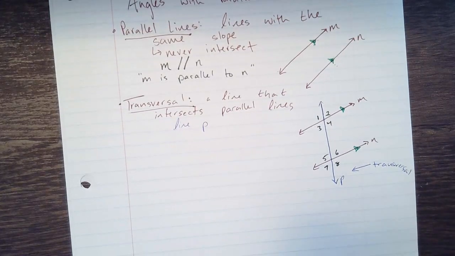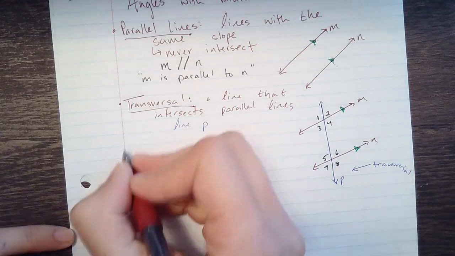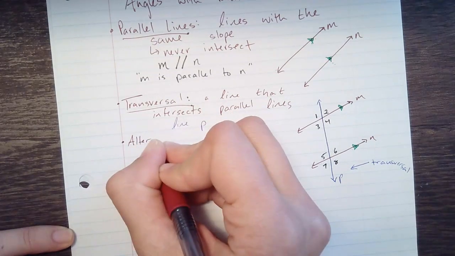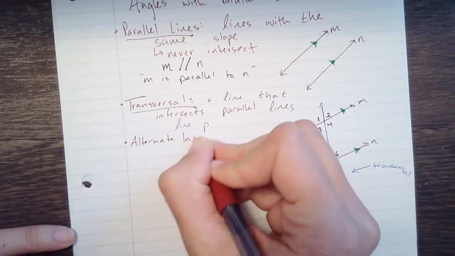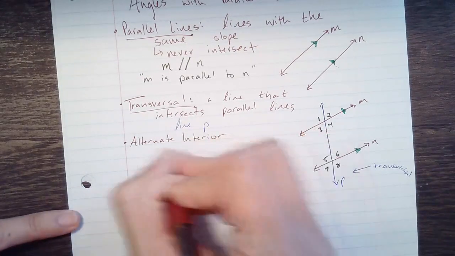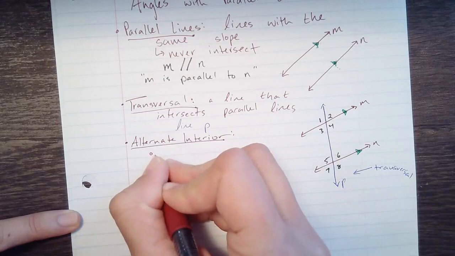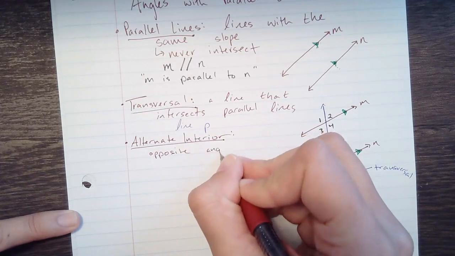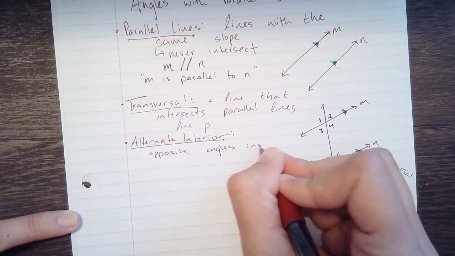So these different angles have different relationships to each other. Right, we're going to talk about 4 different relationships. Okay, the first one is going to be alternate interior. And those are opposite angles inside parallel lines.